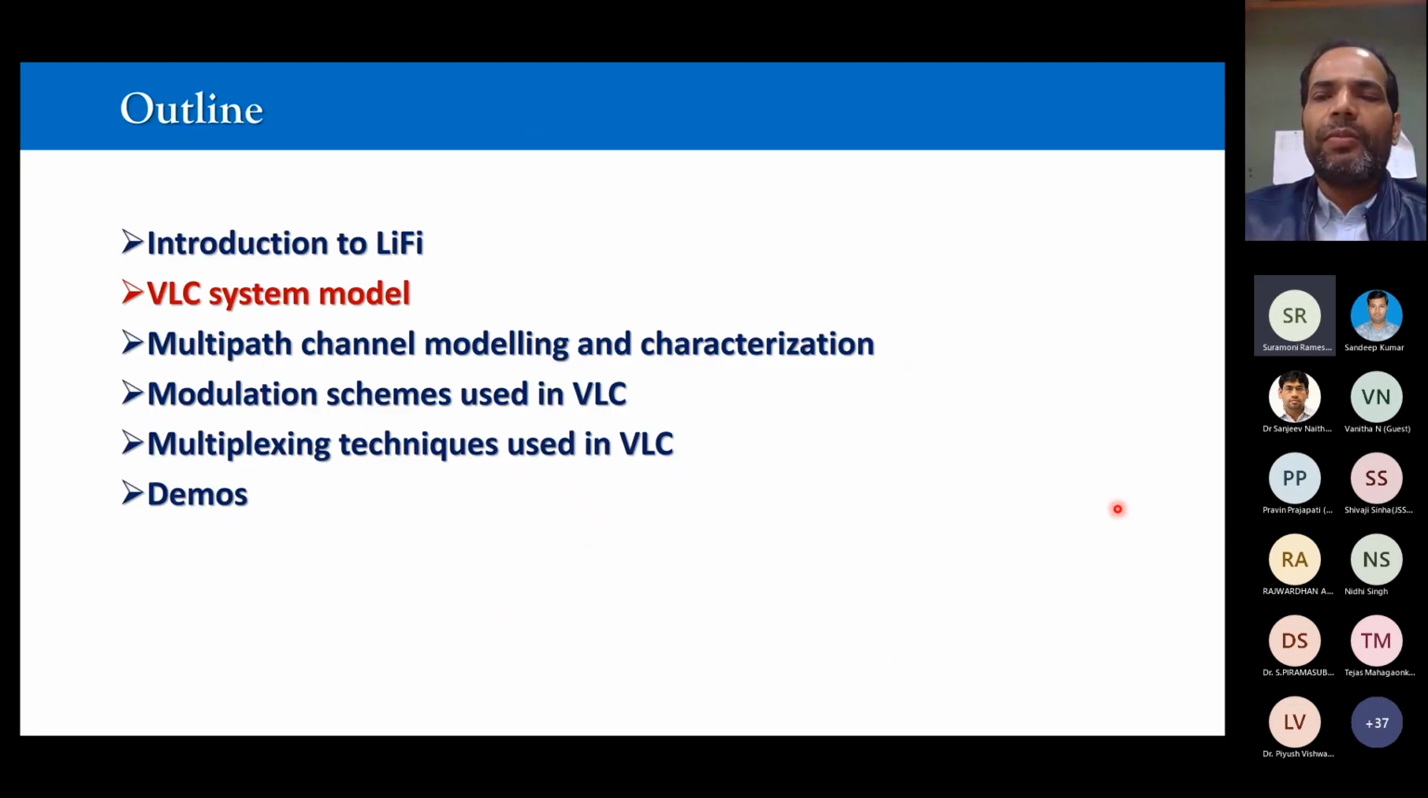By now, I think everyone must have understood what Li-Fi is and what VLC is. VLC is a part of Li-Fi, and everyone must have understood why we are focusing on VLC. Is there a question from the audience so far?